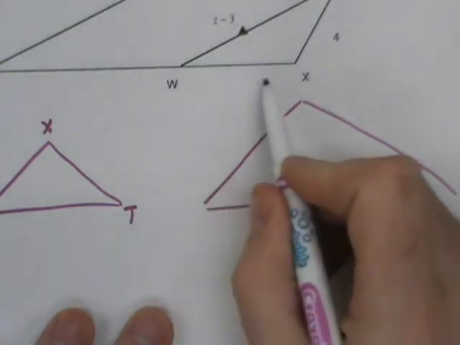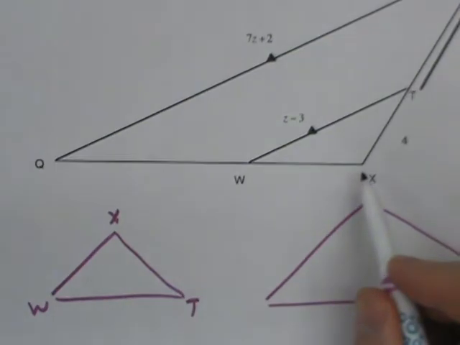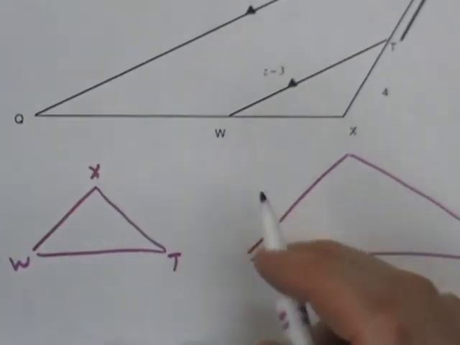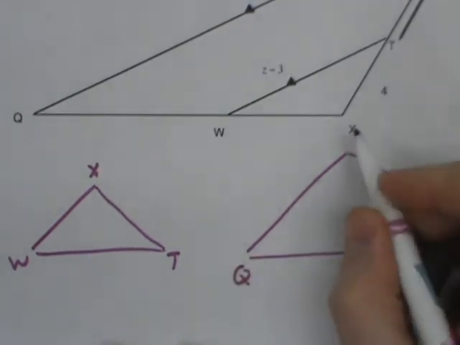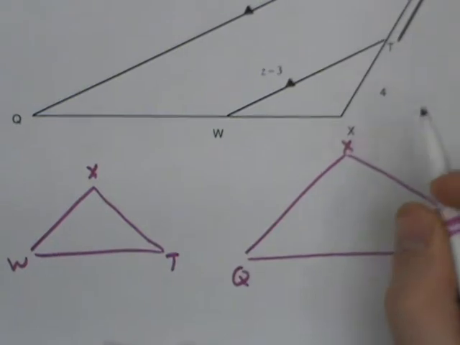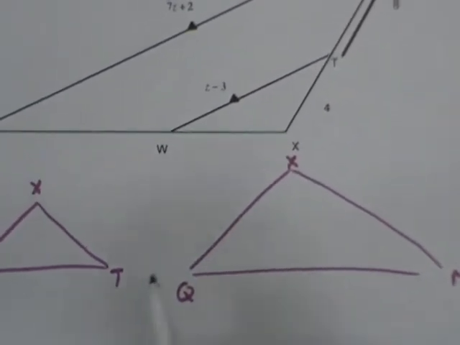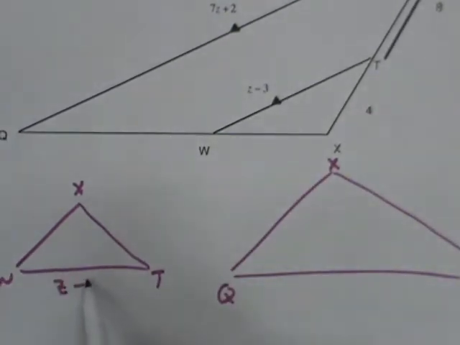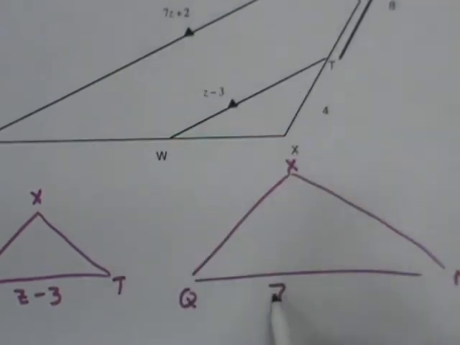So since I want WXT on this, when I go bigger, I'm going to go QXM. In other words, Q should be the same spot where W was. So I put a Q here. The summit angle, the top of the triangle, is still going to be X. And then over there, that'll be M. As I set this up, I look at the base here. It's telling me that this is a Z minus 3. The bigger base is 7Z plus 2.